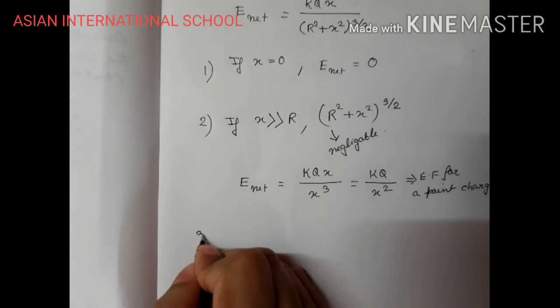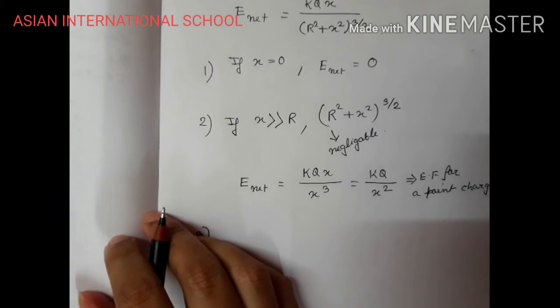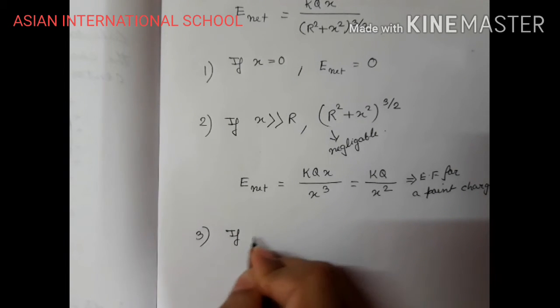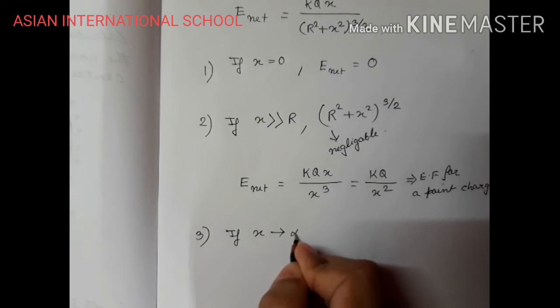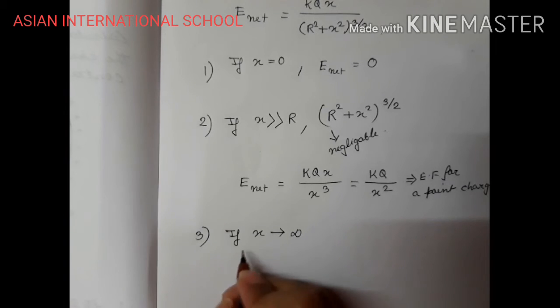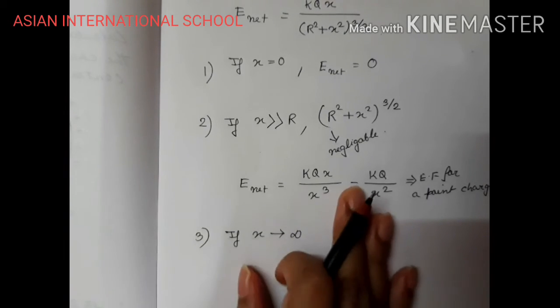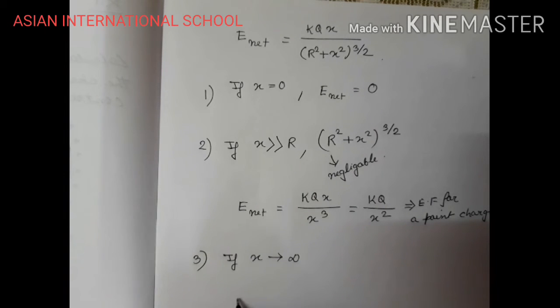Next, if x tends to infinity, that means very far, what will happen? If I put infinity in place of x, my E net becomes 0.